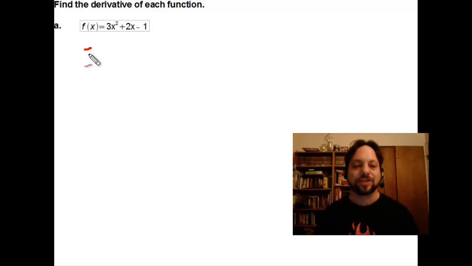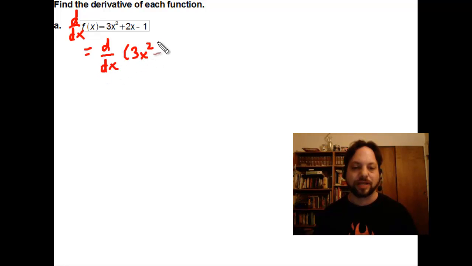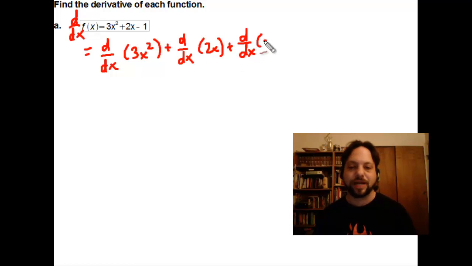So if we break this function up, and again we do want to differentiate this, what I could do is differentiate each term separately. That would result in something like this. The derivative of 3x squared plus the derivative of 2x plus the derivative of 1. Or actually, that should be a negative 1.